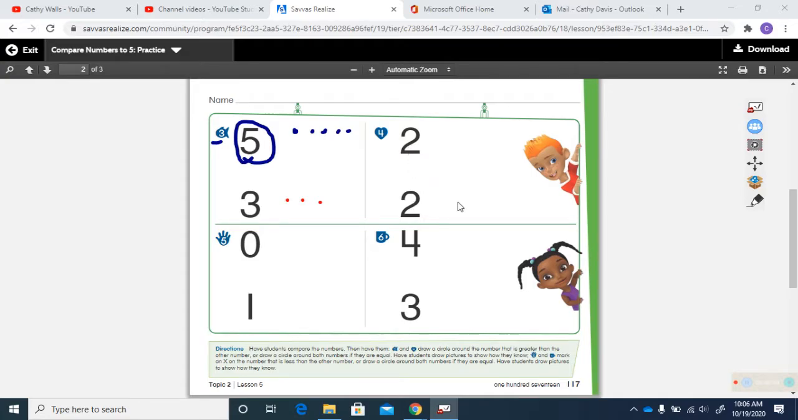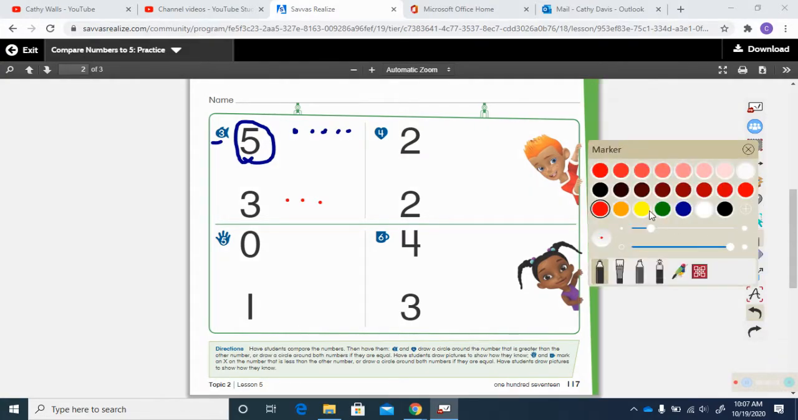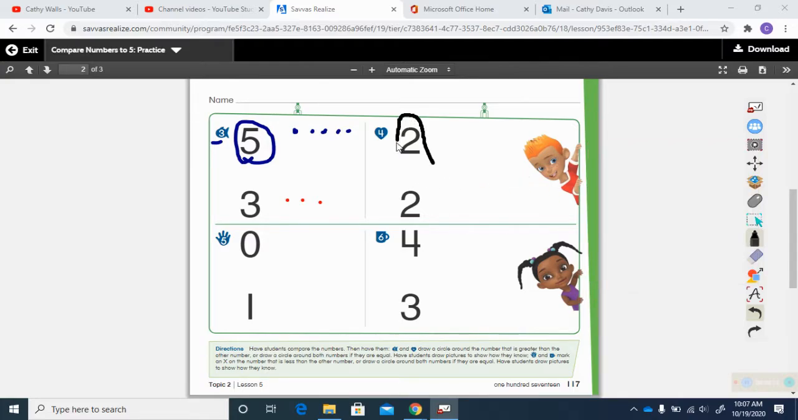We have a 2 and a 2. Are those numbers the same or are they different? They're the same, aren't they? They are both number 2. Do you remember what we call it when the numbers are the same? Is it greater than, is it less than, or is it equal? If the numbers are the same, they are equal. Since these numbers are the same, we are an equal. We're going to draw a circle around both of those.